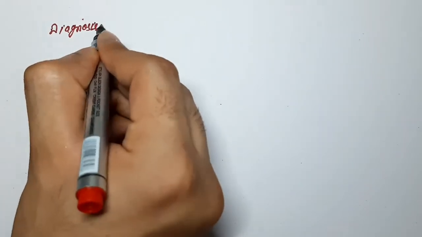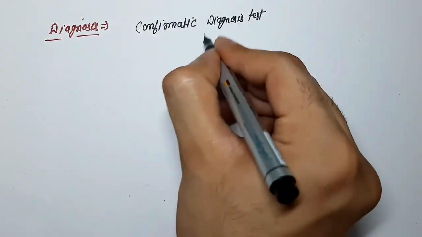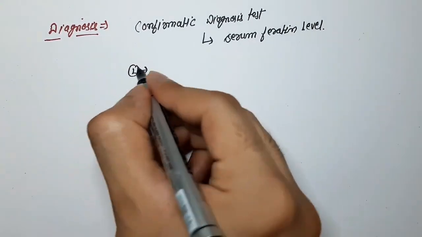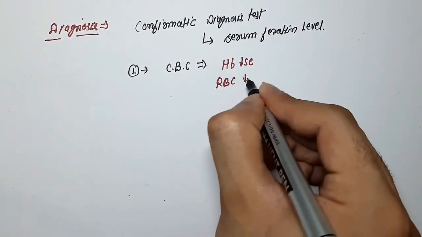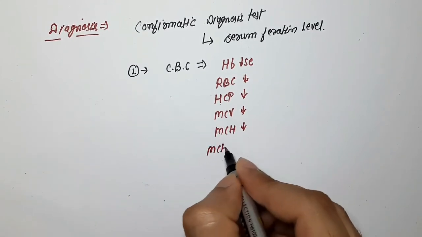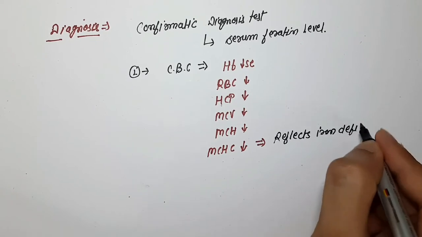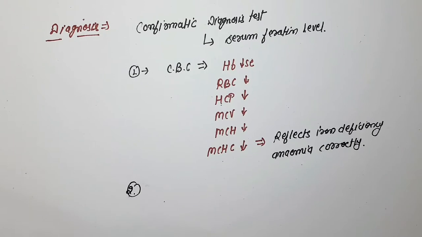Now we are going to look at diagnosis of iron deficiency anemia. The confirmative diagnostic evaluation of iron deficiency anemia is the serum ferritin test. Other diagnostic evaluation includes CBC, complete blood count: hemoglobin will be decreased, RBC, hematocrit, MCV, MCH, MCHC are going to be decreased. MCHC reflects iron deficiency anemia correctly.